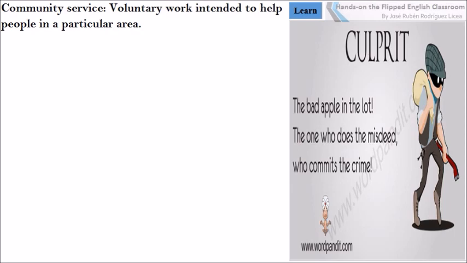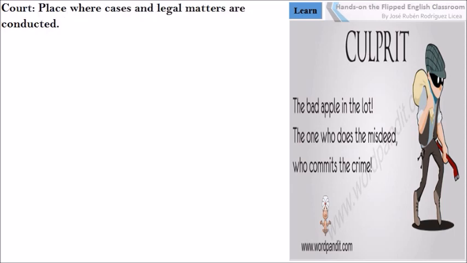Community service, voluntary work intended to help people in a particular area. Court, place where cases and legal matters are conducted. Court case, a dispute between two parties that is decided in a court of law.